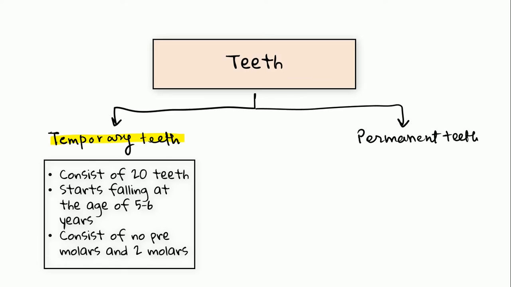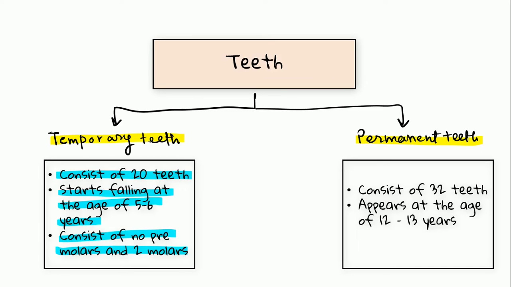Till the age of 5 to 6 years, and this type of teeth does not consist of premolars. Now what are premolars? We will be studying about this now. So temporary teeth are temporary in nature, they start falling, and after that the permanent teeth arise. The permanent teeth consist of around 32 teeth, but in many growing children, only 28 teeth are present due to the absence of 4 molars. They appear after a certain age, and permanent teeth start appearing at the age of 12 to 13 years.